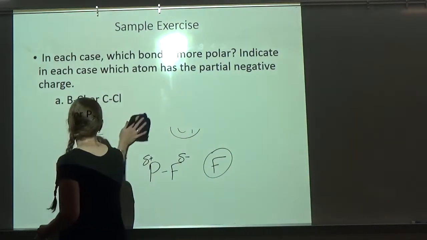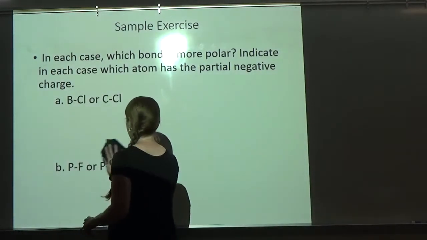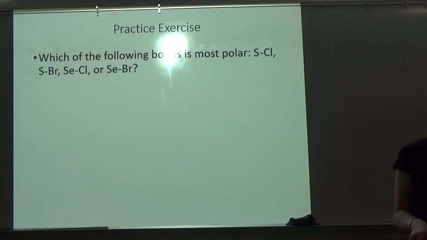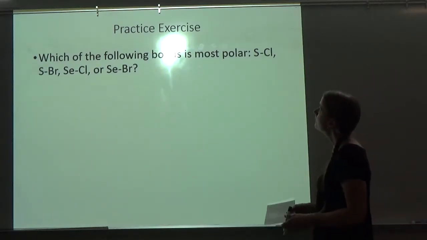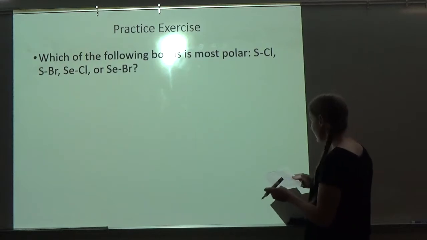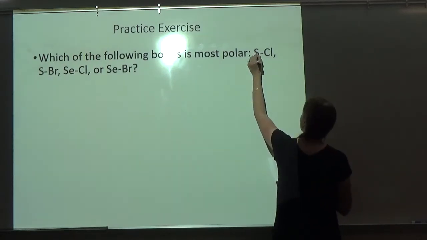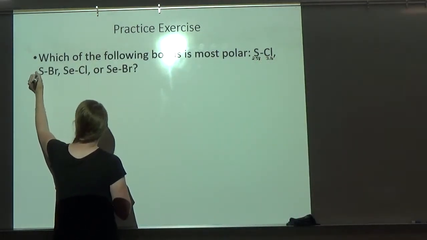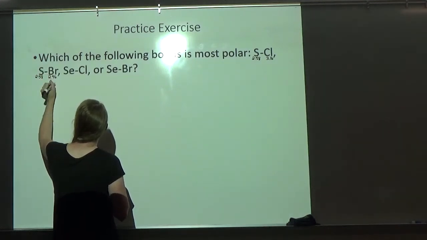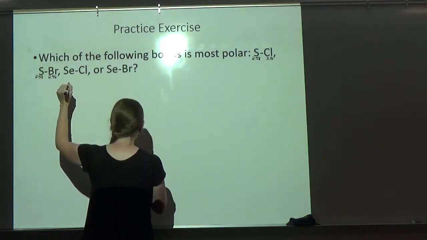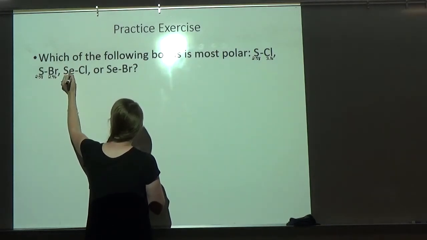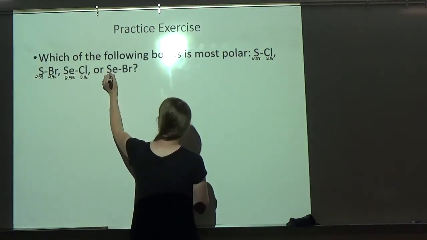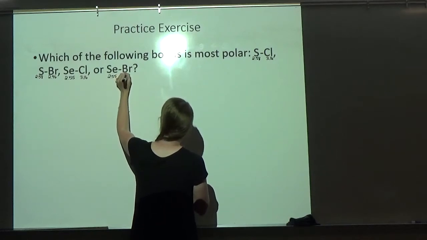So let's let you try one. Remember, the larger the electronegativity difference, the more polar the bond. It says which of the following bonds is the most polar? So we have S and Cl. S is 2.58, Cl is 3.16, S is 2.58, Br is 2.96, Se is 2.55, and Cl is 3.16, and Se again is 2.55, and Br is 2.96.